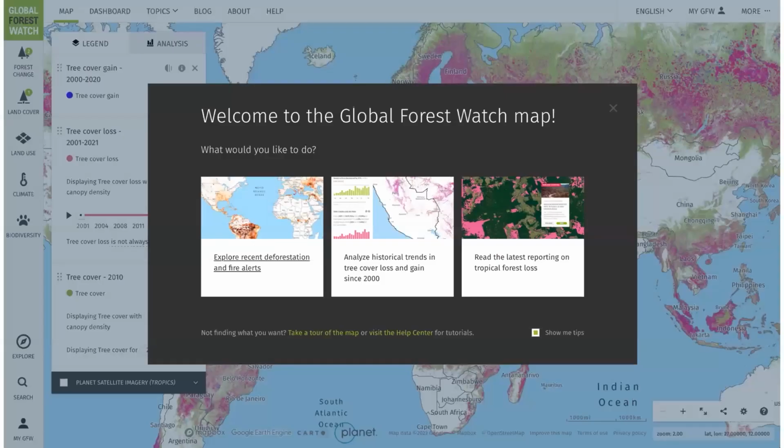Global Forest Watch is actually the project that got me interested in this idea of critical remote sensing. It was released in 2014 by the World Resources Institute. It's an online platform, and it's very easy to use. Even if you don't know anything about deforestation or remote sensing, anyone can go here and start to play around with data layers. It displays deforestation in near real time.